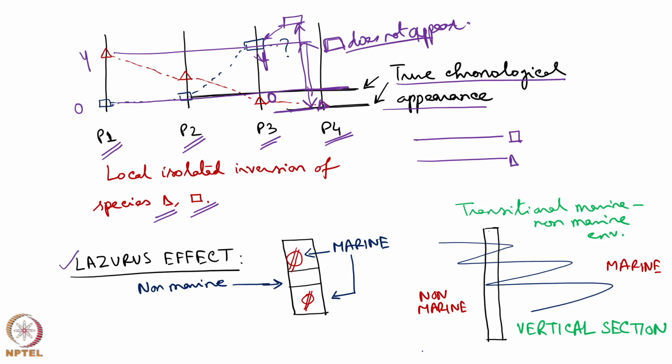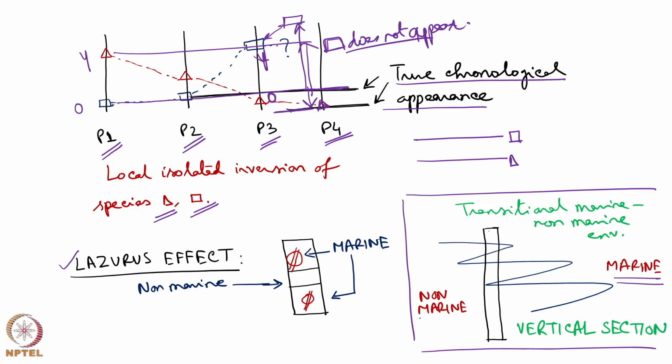Consider a vertical section of rock. Say this is a vertical section and we are dealing with a transitional marine non-marine environment, a coastal region, and in such places the contact between the non-marine rock and the marine rock in vertical section appears in a zigzag pattern. Suppose in this transitional environment we have drilled a well, then what we observe is marine rock, non-marine rock, marine rock, non-marine rock and marine rock; such alternation can be observed.